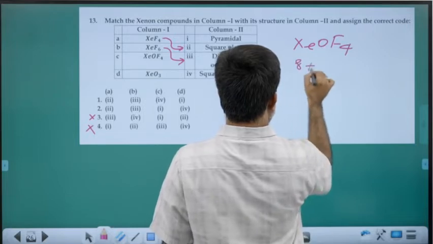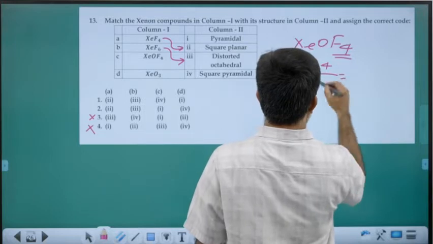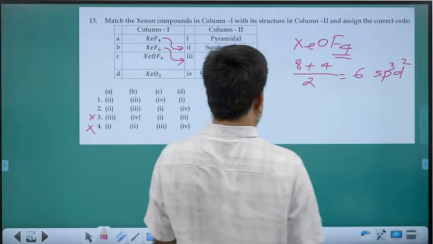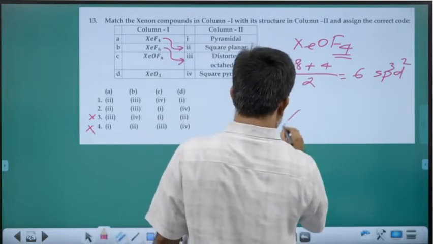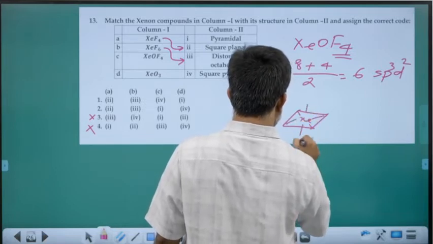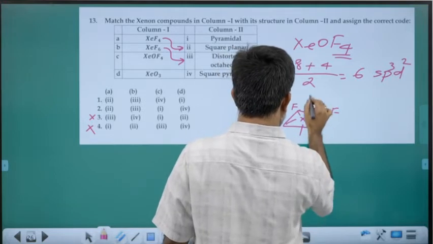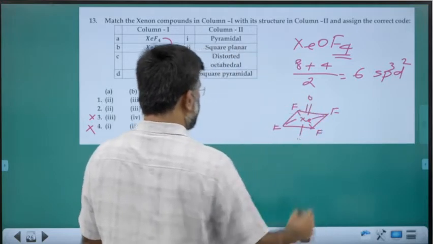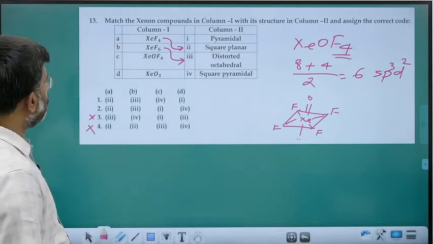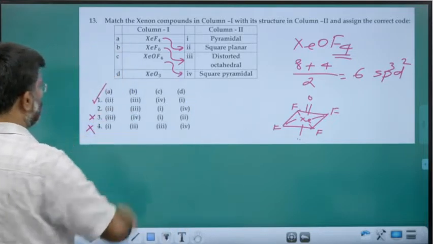And C, XeOF4. 8 valence electrons, plus 4 surrounding monovalent atoms, divided by 2, you get 6. That is sp3d2 hybridization. Therefore the molecule will be like this. Xenon: 1, 2, 3, 4, 5, 6. There are 4 fluorines surrounding, 1 oxygen on top, and 1 lone pair. It is square pyramidal geometry. So this goes with square pyramidal. C goes with 4, and the answer is the first choice.